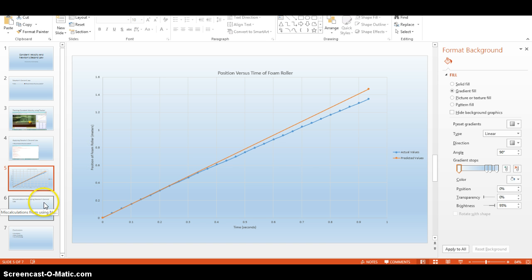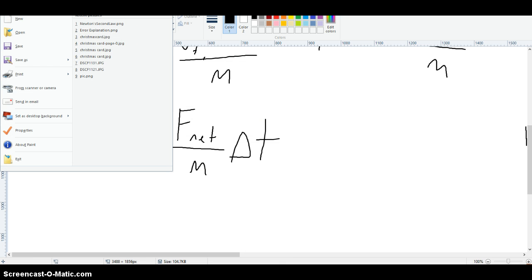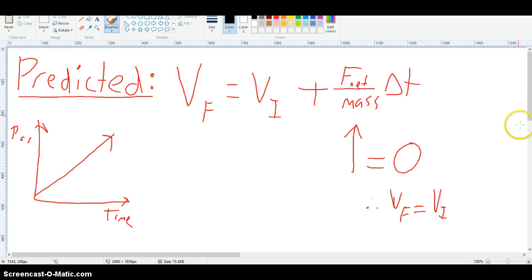We can explain this through a little air explanation. Our predicted values say velocity final equals velocity initial plus F net over mass times delta t. For predicting our values, we say F net over mass times delta t equals 0, that the net force will not change throughout our experiment. By saying that the net force will not change, we will get this linear line.